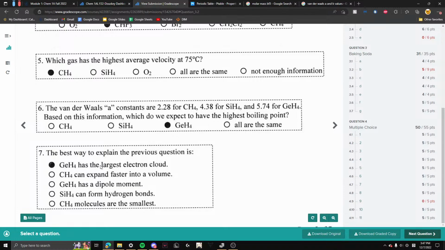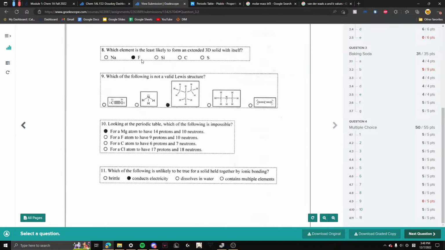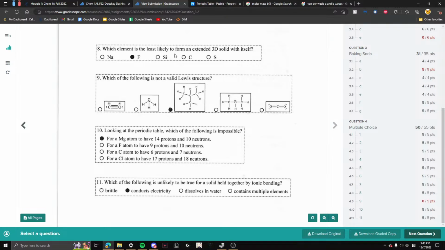So that's that. And then the best way to explain the previous question, yeah, GeH4 has the largest electron cloud, which means it has a bigger induced dipole, and therefore it has more intermolecular forces, and therefore would not really want to melt. Number 8. Which of the following is the least likely to form an extended 3D solid with itself? It's F, because fluorine would rather fill its electron shell instead of sharing it, because remember, it has 7. So it would much rather make F2 than bond with more, because then its formal charge would be extremely unhappy. So it would probably not want to form an extended 3D solid.